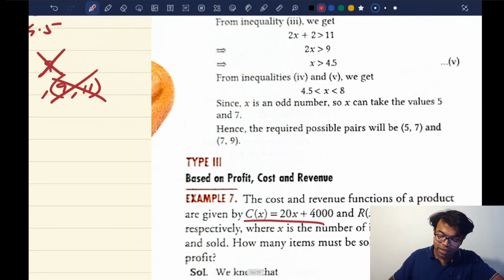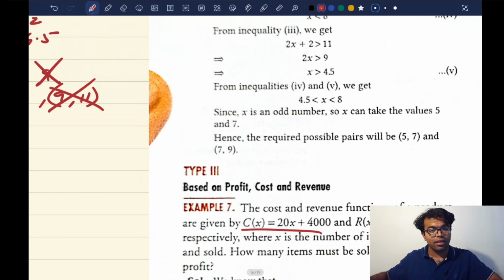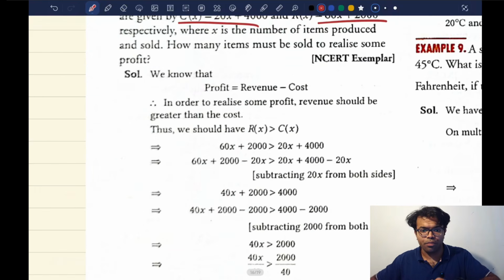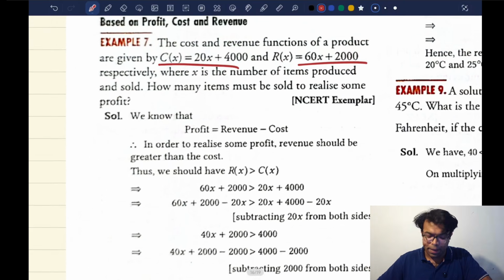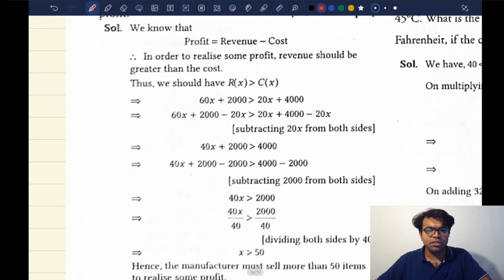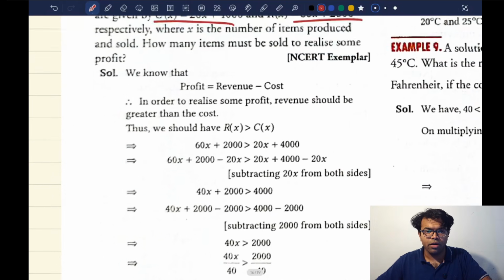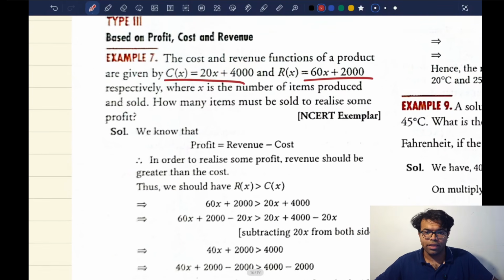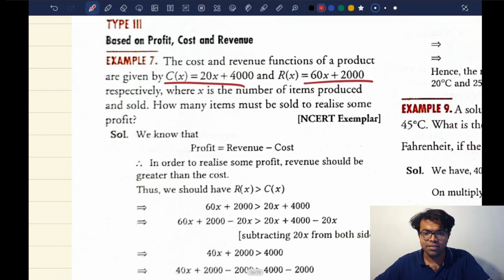Okay, so can you try this one yourself? Find me the answer. I'll give you this question as homework, and the answer to this is x should be greater than 50. Okay, so let's do one thing. Let's continue this in the next class.